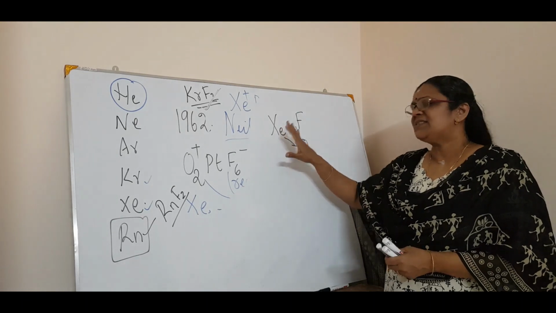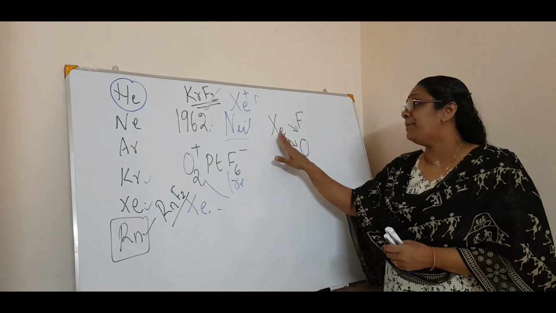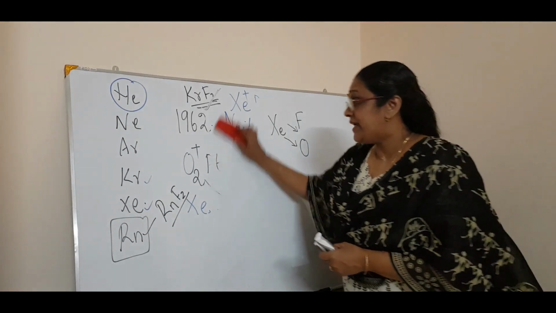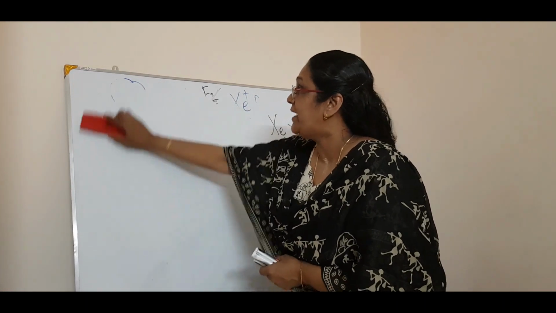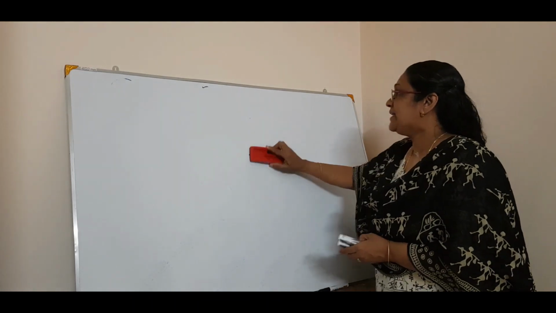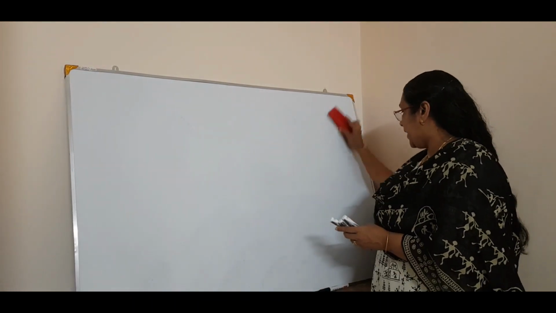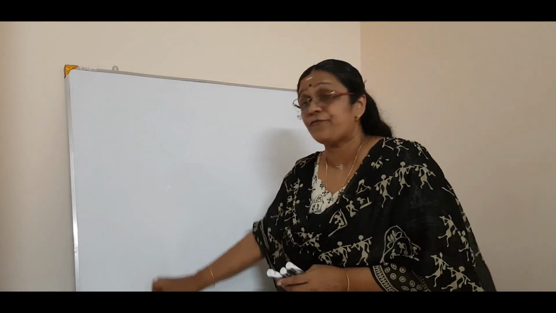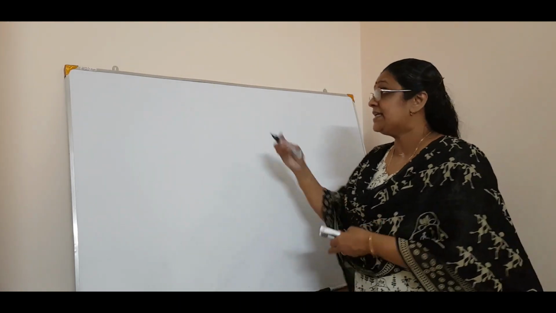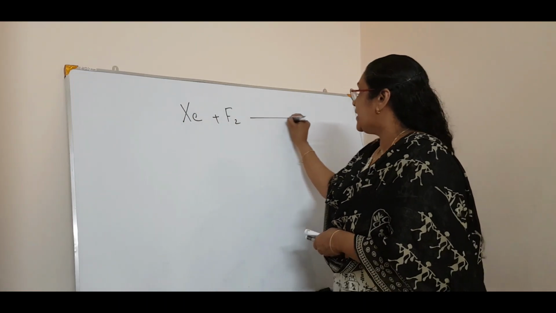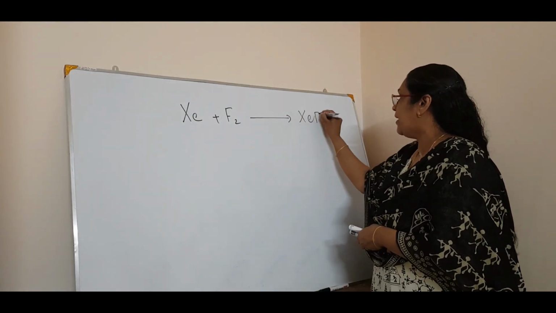Now we will see some reactions, how you can prepare xenon fluorides. That is also by direct combination, as you have seen in interhalogen compounds. By the direct preparation of xenon and fluorine, you can have three types of fluorides. One is Xe plus F2 giving XeF2.